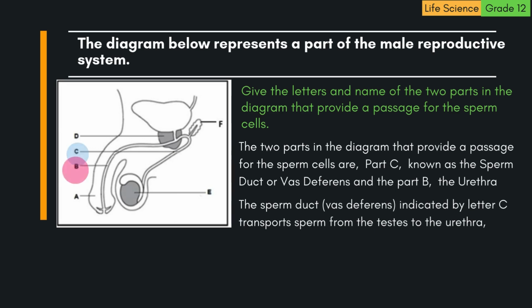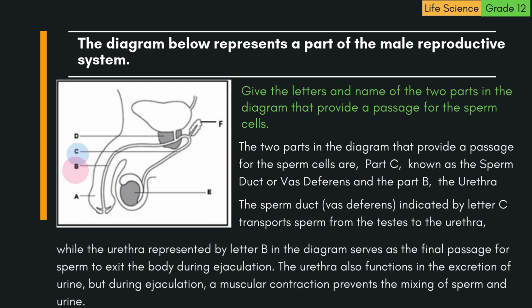The sperm duct, vas deferens, indicated by letter C, transports sperm from the testes to the urethra, while the urethra, represented by letter B in the diagram, serves as the final passage for sperm to exit the body during ejaculation. The urethra also functions in the excretion of urine, but during ejaculation, a muscular contraction prevents the mixing of sperm and urine.